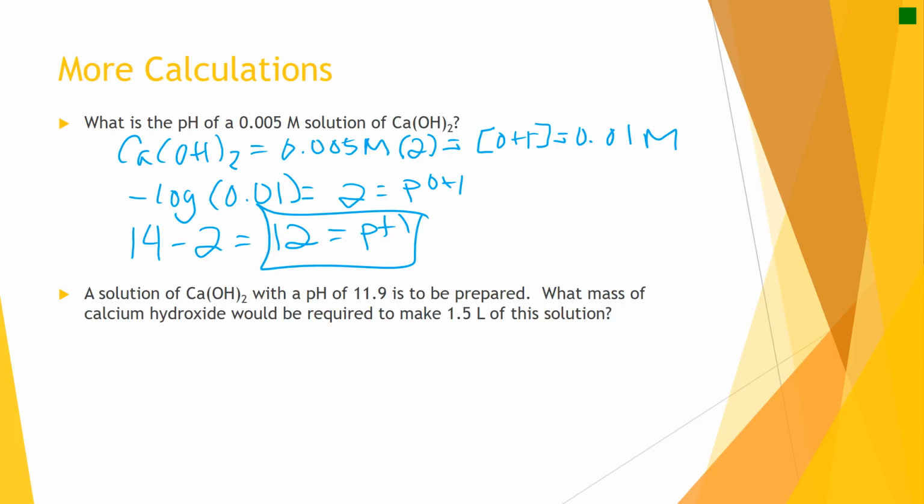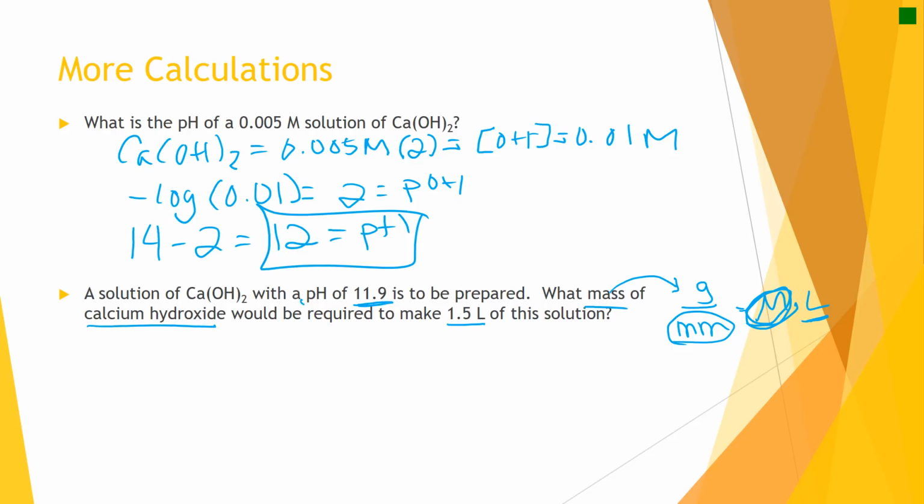A solution of calcium hydroxide with a pH of 11.9 is to be prepared. What mass of calcium hydroxide would be required to make 1.5 liters of the solution? So as soon as I see that word mass, I know I'm going to do my grams over molar mass equals molarity times liters. So in order to know that, I know my liters is going to be 1.5, I need to figure out what molarity I need, because molar mass will always be easy.